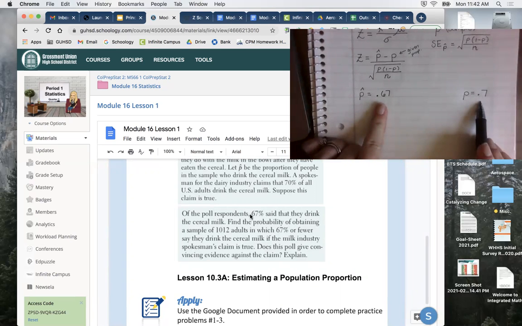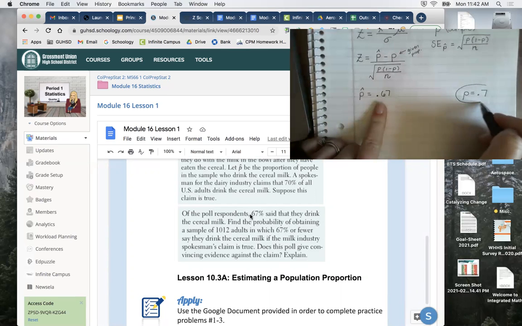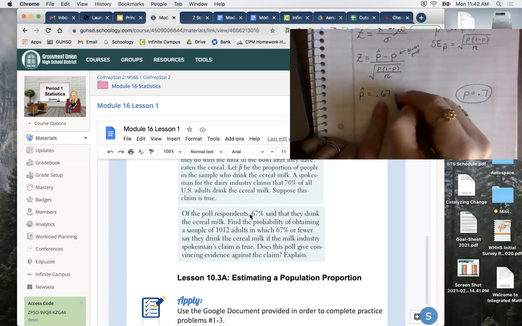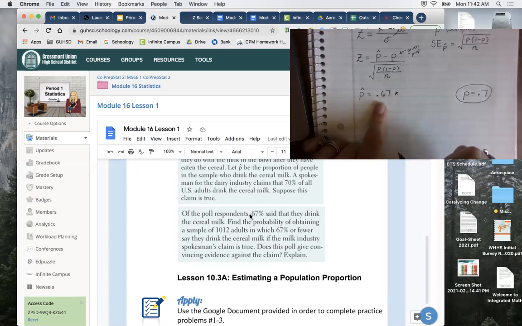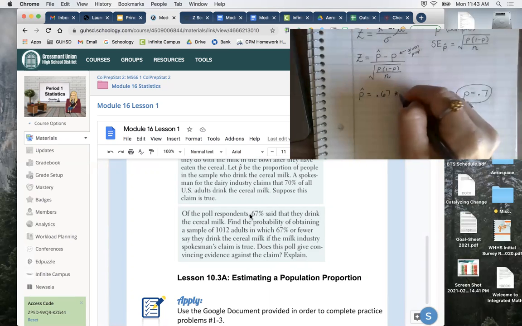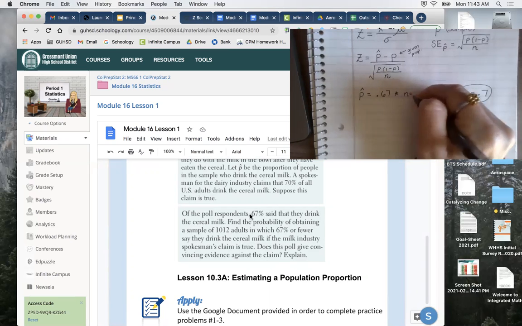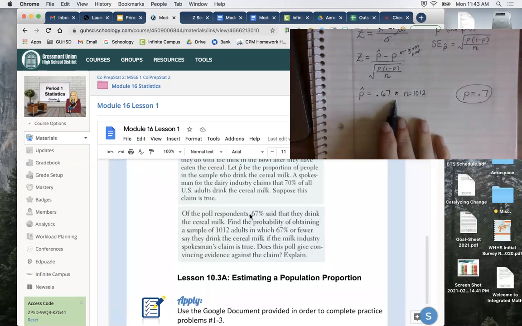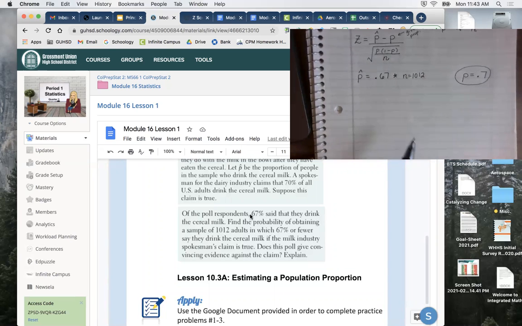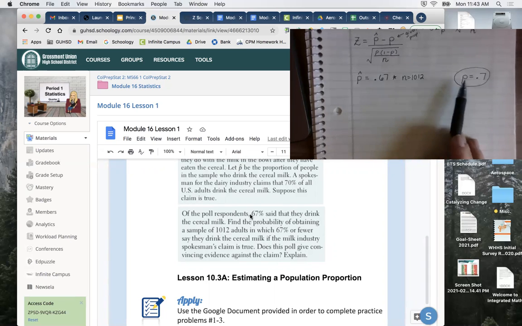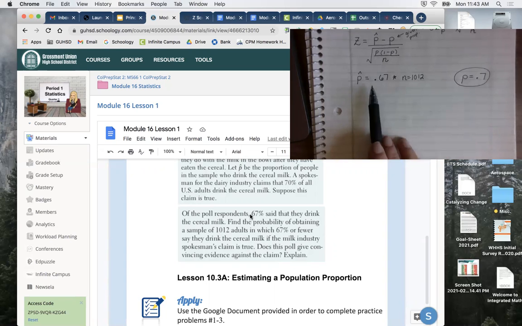So we're going to be comparing these two things. His claim is that 70% of people drink their milk, but when we took a poll of 1,012 adults, my n is 1,012 adults, we had 67%. So ultimately what we're going to decide is, does this poll that we took support the claim or not that he is saying? Or do I have reason to question this right here, this 70%? Because it looks like we got less than 70%.